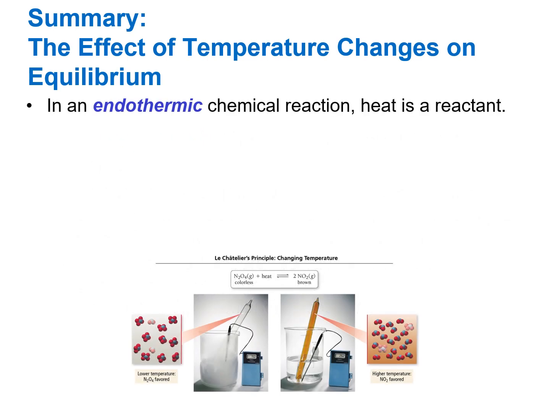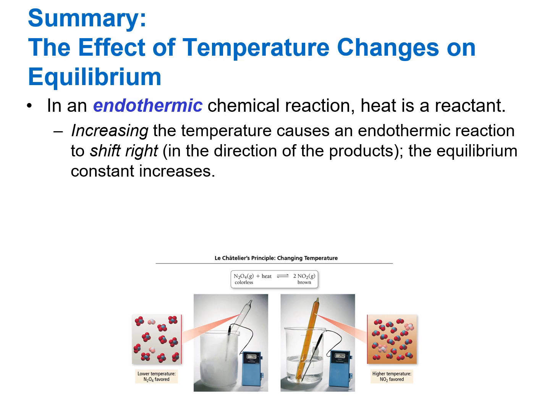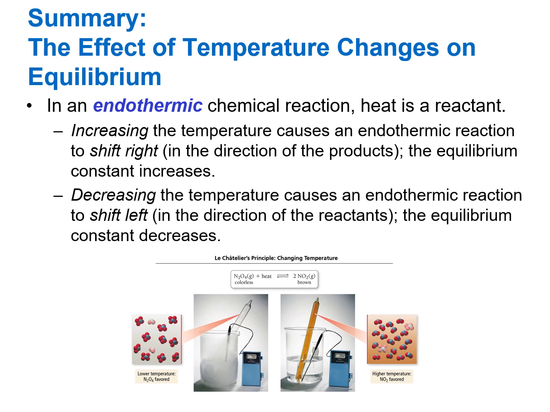Now, the opposite is true in endothermic reactions. In the endothermic equation, we're going to think of heat as a reactant. When we increase the temperature in an endothermic reaction, we're going to see a shift to the right. So it's going to favor the production of products, and we're going to see more of our reactants moving into the products. As a result of that, we're going to see an increase in the equilibrium constant. If we decrease temperature in an endothermic reaction, it's going to shift to the left. It's the same thing as pulling out reactants. The equilibrium constant, therefore, will decrease.